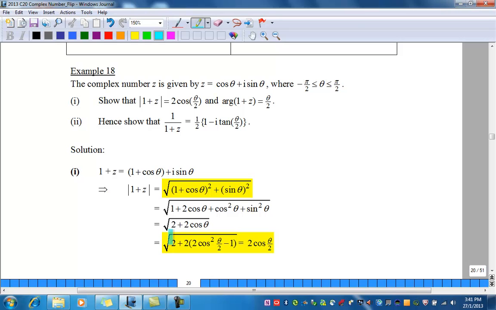Example 18. The complex number z is given by z equals cos theta plus i sine theta, where theta is between minus pi over 2 and pi over 2. Part 1. Show that the modulus of 1 plus z is equal to 2 cos theta over 2, and argument of 1 plus z equals theta over 2. Part 2. Hence show that 1 over 1 plus z is equal to half times 1 minus i tangent theta over 2.